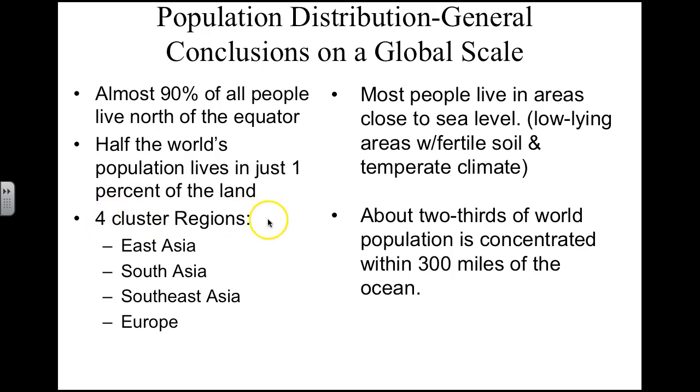There are 4 cluster regions mentioned in your book. Of course, 3 of those are in Asia: East, South, and Southeast Asia, and then Europe. Most people live in areas close to sea level, in mid-latitudes, like I said earlier. We're within about 300 miles of the ocean in terms of population concentrations.